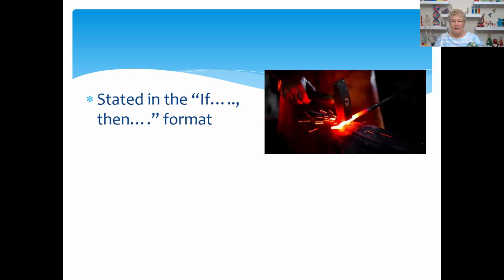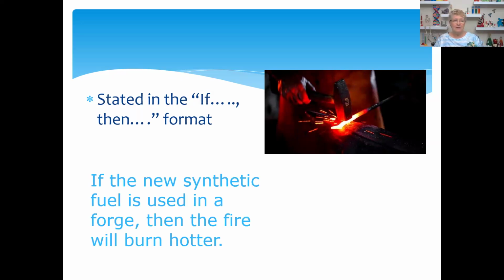So I did this one. If the new synthetic fuel is used in a forge, which is the oven that you use when you do blacksmithing, then the fire will burn hotter. That tells me what I'm going to do. Use the fuel in my forge. It tells me what I'm going to measure, the fire getting hotter. All right. That makes sense to everybody.